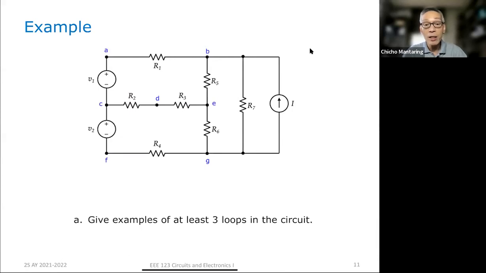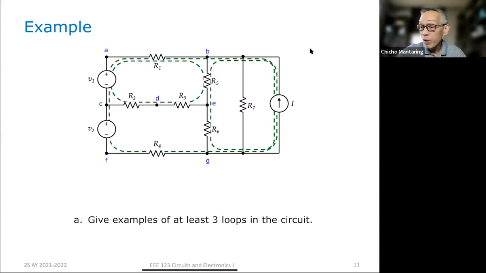So there are many loops in this particular circuit. I'm going to show you 3 loops. This is an example of a loop. We start at A, we go to B, E, D, C, back to A. That is a loop. This is another example of a loop, going this way. And this is another example of a loop. This whole thing is a loop.